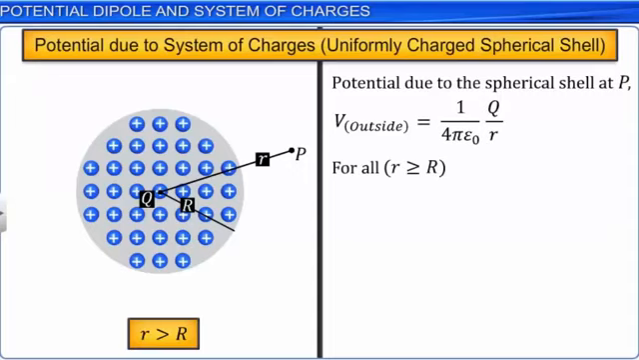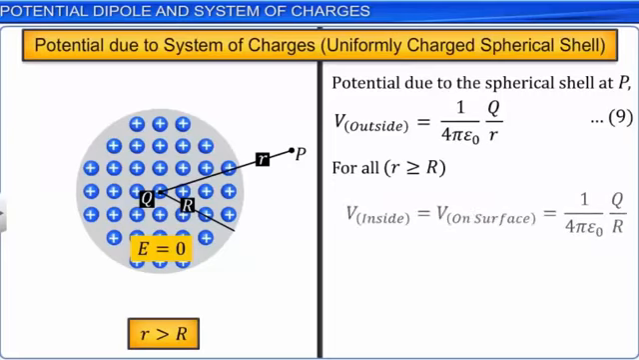Since the electric field strength E for all points inside the spherical shell is 0, the electric potential has to be constant for all such points. The electric potential at any such point which is inside the surface will be equal to the potential on the surface, and will be equal to 1 by 4 pi epsilon naught q by R.